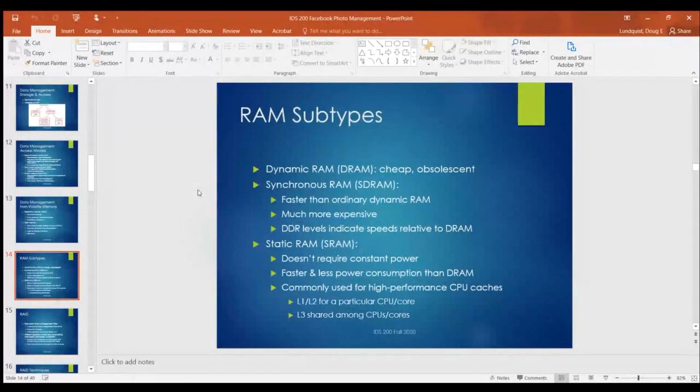So where we left off was talking about different RAM subtypes, right? So we had dynamic RAM, which was kind of the first generation of that kind of RAM. It was great for a while, but now it's old, obsolescent. There's synchronous RAM, which is all of the successors to dynamic RAM. Basically, it's the same kind of thing. It just works faster. And static RAM is a different kind of RAM that is bulkier.